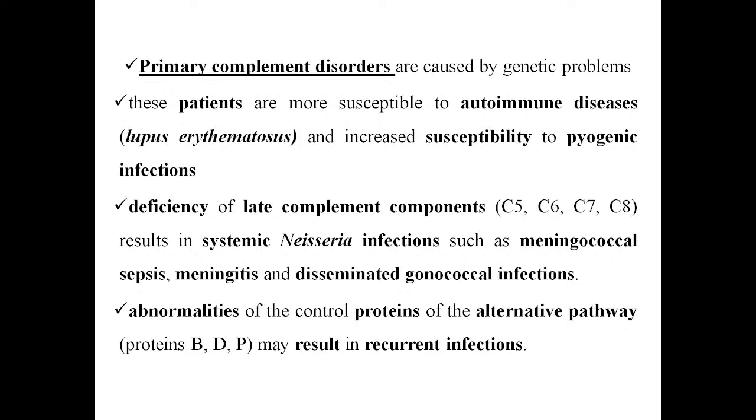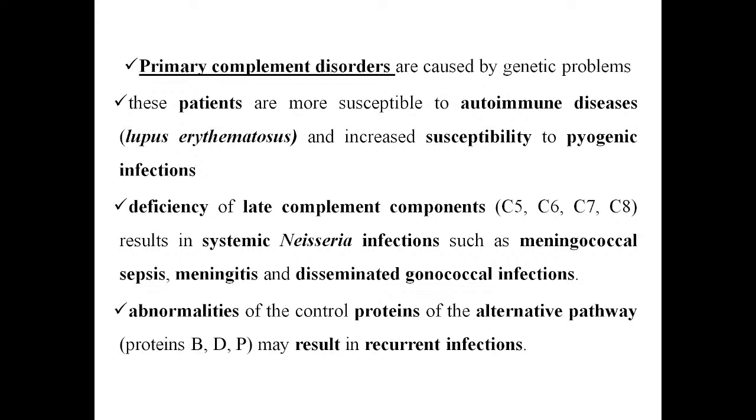Primary complement disorders are caused by genetic problems. They are also inherited. They are genetically mediated. These patients are more susceptible to autoimmune diseases, for example, lupus erythematosus, and have increased susceptibility to pyogenic infections. Pyogenic infections are caused by pyogenic bacteria. These are Staphylococcus, Streptococcus, Neisseria meningitidis, Neisseria gonorrhoeae.